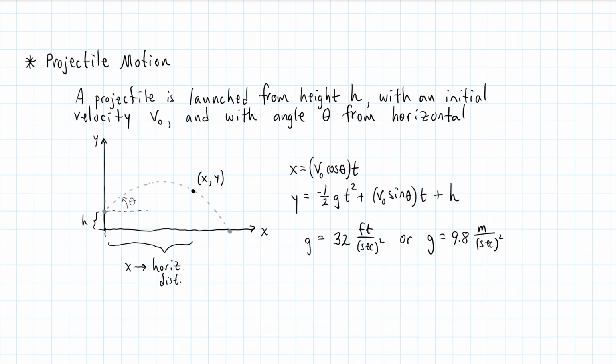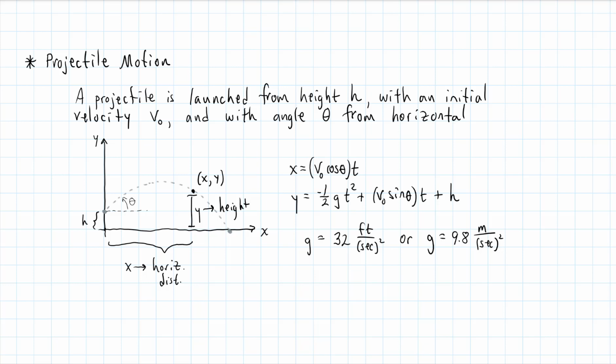And then y would be the height. So y is the height above the ground at any given moment in time. So the parametrically defined x is initial velocity times cosine of the angle times the parameter. Now the parametrically defined y, or height, is negative 1/2 times g, talk about g in a sec, times the parameter squared, plus the initial velocity times sine of the angle times t, plus the initial height h.